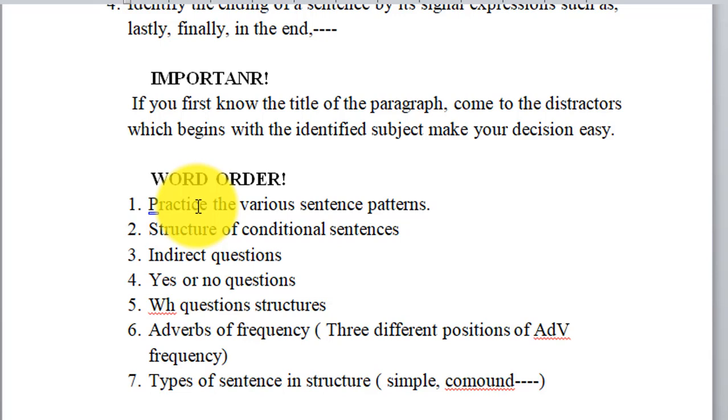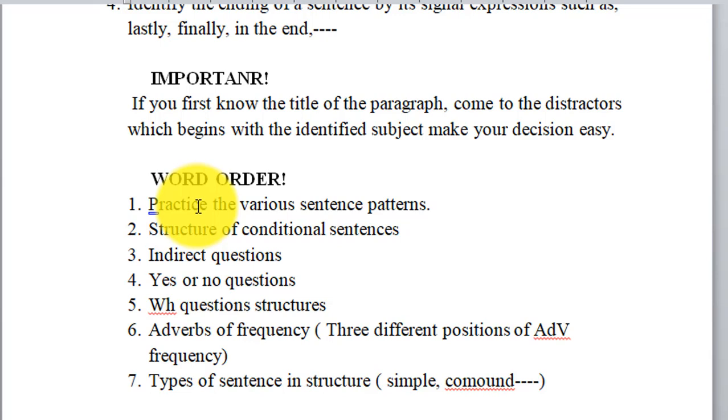To write the words in the correct order, every learner should practice the different sentence patterns. When we construct a sentence, there are sentence patterns. For example, subject plus verb is one pattern. Subject plus verb plus object is another pattern. Subject plus verb plus direct object plus indirect object is another pattern. Subject plus verb plus predicate is another pattern. We do have a total of 12 or more sentence patterns.